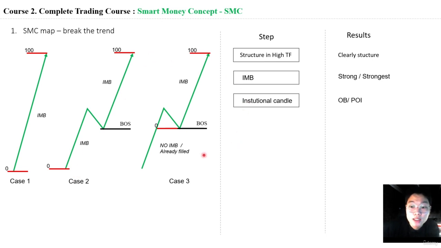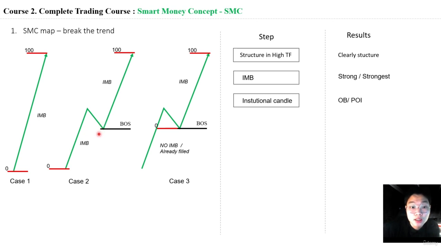But in the third way, have a little bit difference because at this time, we have no imbalance in the first pool way, or the imbalance in the first pool way already filled. Therefore, we only drawing the Fibonacci from the BOS to the top because only on the second pool way we have the imbalance. Therefore, analyze on the second pool way is enough for us to entry or find out the POI.